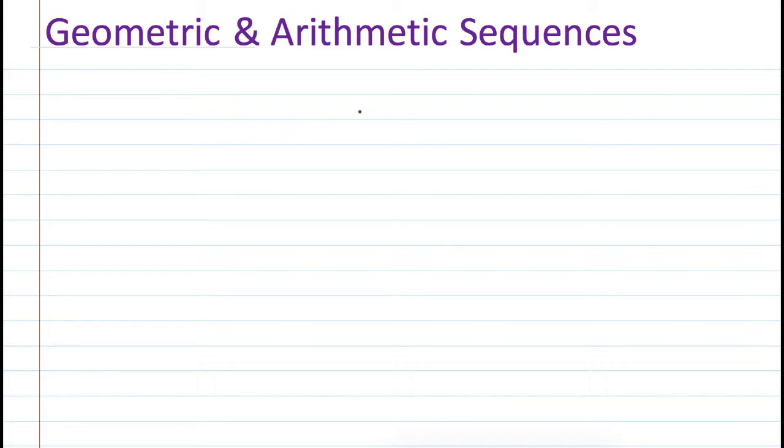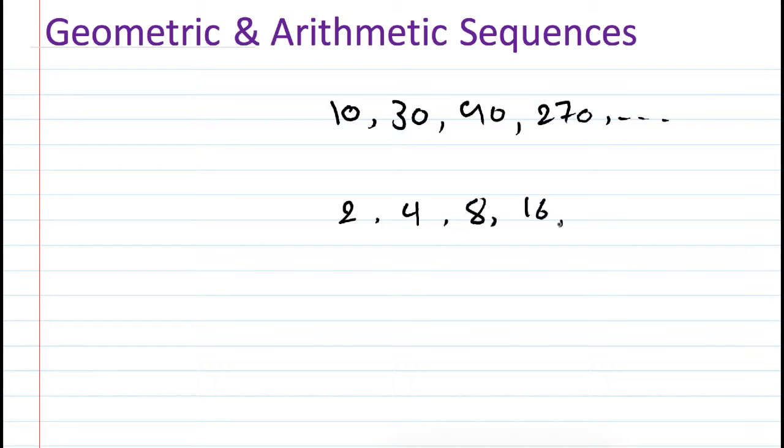So this list of numbers: 10, 30, 90, 270 and so forth. Also, if I have 2, 4, 8, 16, 32 and so forth. As you can see here, I'm not adding, so if this is a1, I'm not adding a value to a1 to create a2. It's not the same thing that I add in order to create a3. Okay? However, what I do is I multiply.